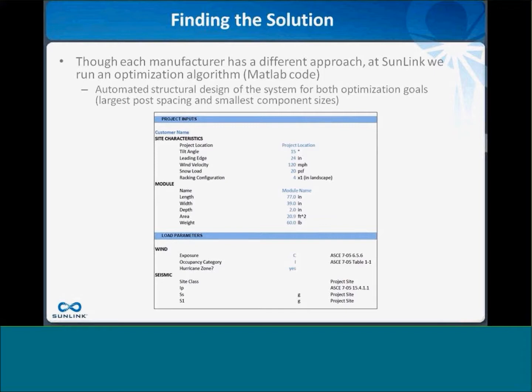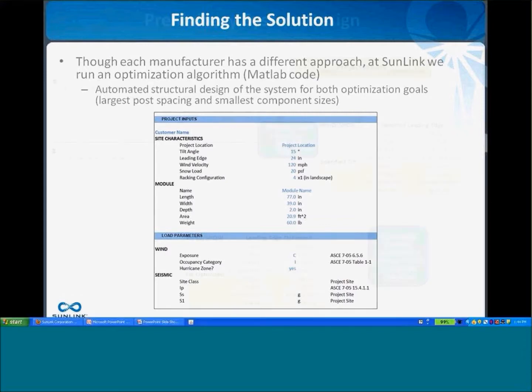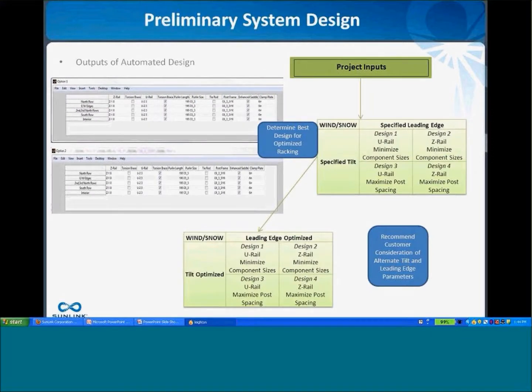So we're actually running through an automated process that designs the full system from a structural perspective for both maximizing post spacing and minimizing component sizes. And then we're able to really get a good picture of the pricing for both the racking and, potentially, depending on the state of where the geotech is for the project, what the foundations could look like for both options. And so what we're doing here, we're taking those project inputs and then we're getting both options out, both the total price for both options and the component sizes.